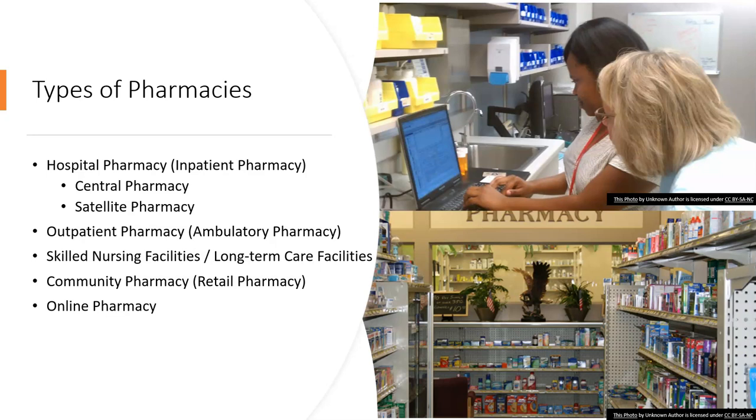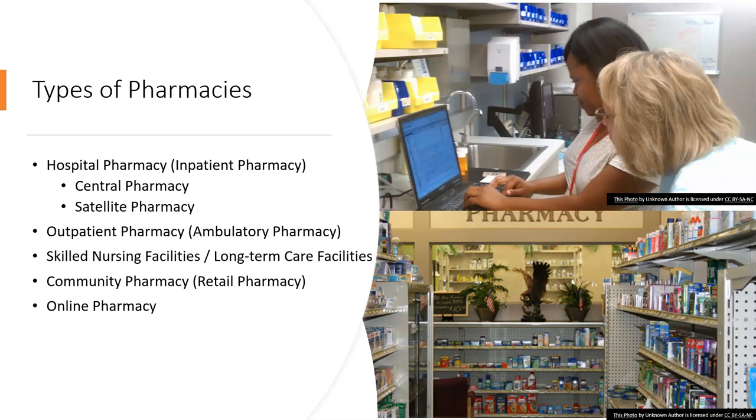Now, when we're talking about institutions or clinics, we may also have an outpatient pharmacy associated with a hospital or a clinic. Those are usually referred to as an ambulatory pharmacy. So when the patient goes to leave those places, ambulatory means being able to walk, so they can pick up their medications as they're leaving.